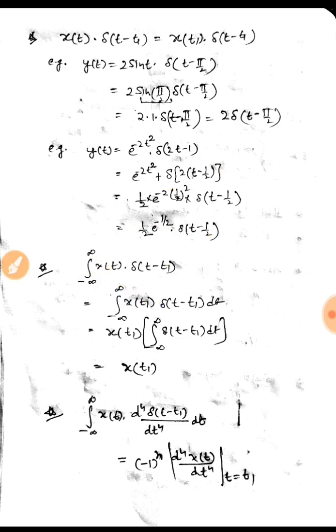The value would become 1 by 2, as I have taken 2 common, so it is the scaled version, divided by a, that is 1 by a. So 1 by 2 into e raised to power minus 2 into 1 by 2, as t is 1 by 2. This is how we can calculate the value. It comes out to be 1 by 2 e raised to power minus 1 by 2 into delta t minus 1 by 2.